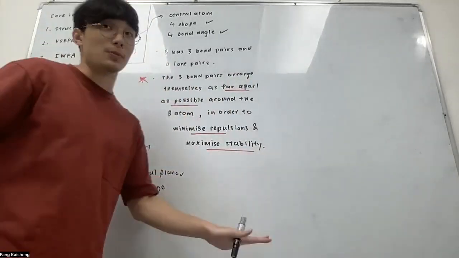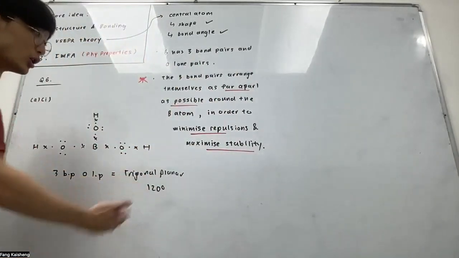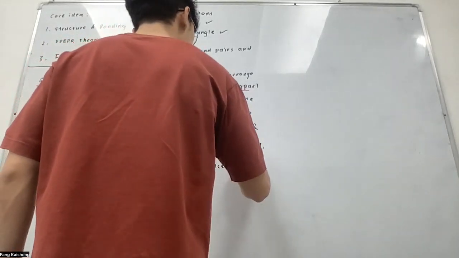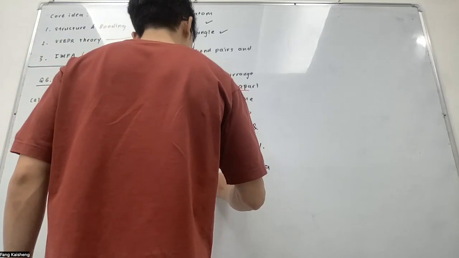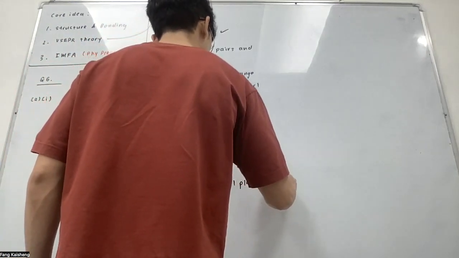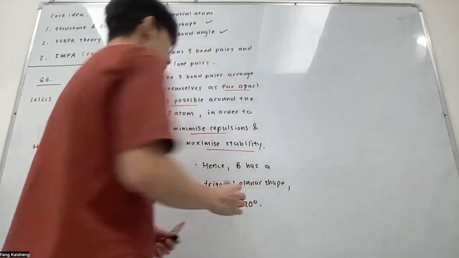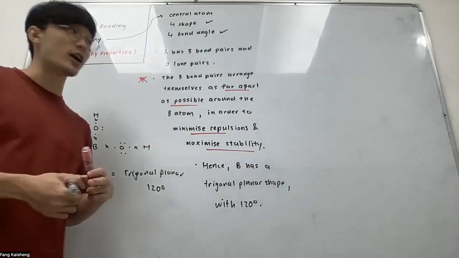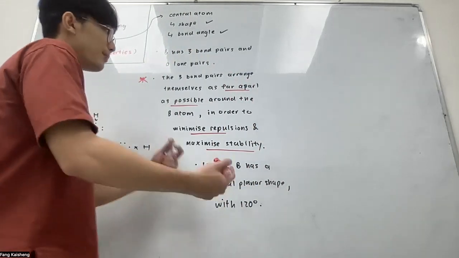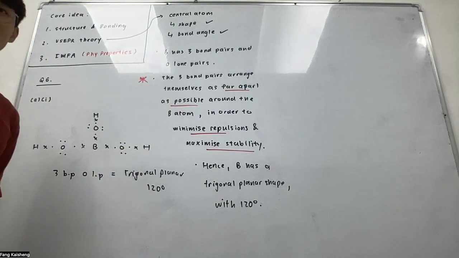And because they're as far apart as possible, what's the result of this? The result is that they get a trigonal planar shape. So hence, boron has a trigonal planar shape with 120 degrees. This is a difficult question to earn your 2 marks. In fact, this might very well be a 3-mark question. That's it. Not easy to phrase this, so take note.